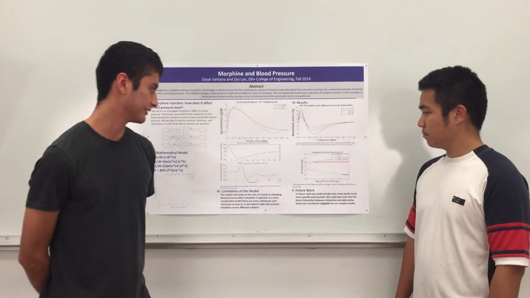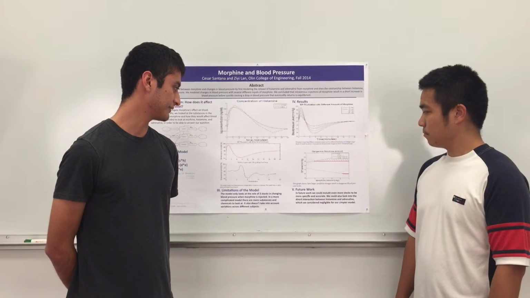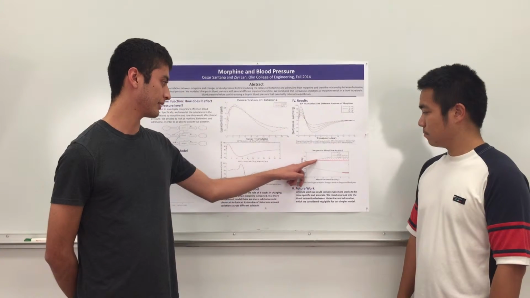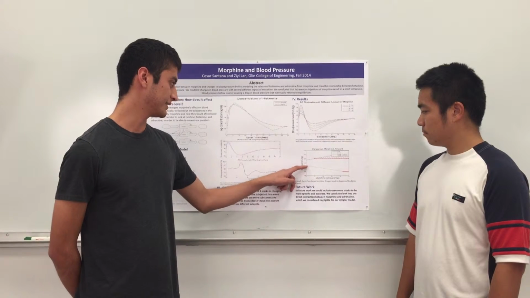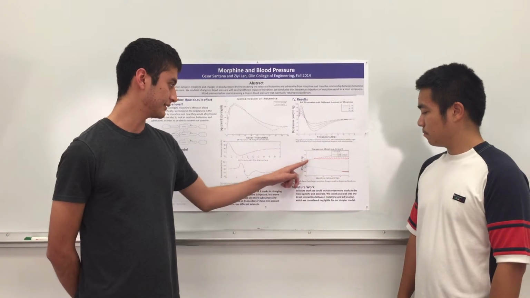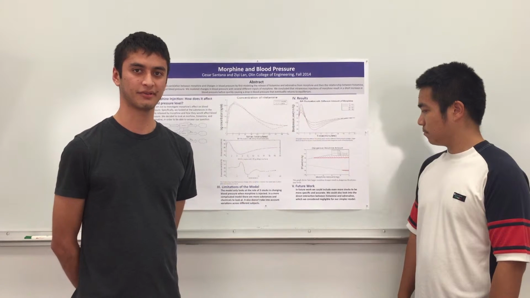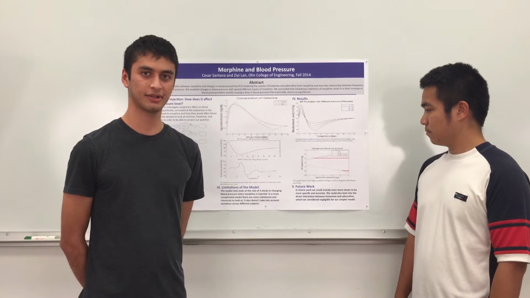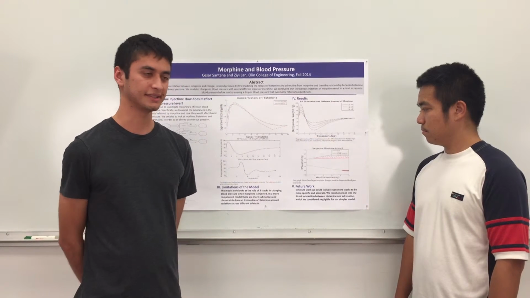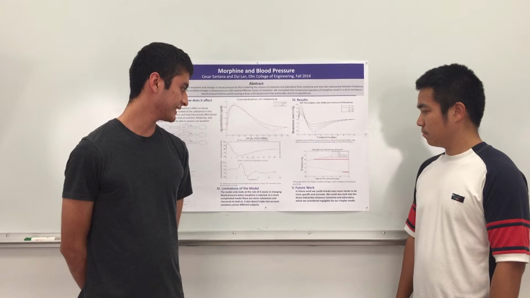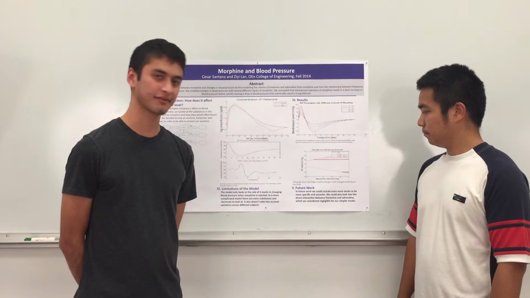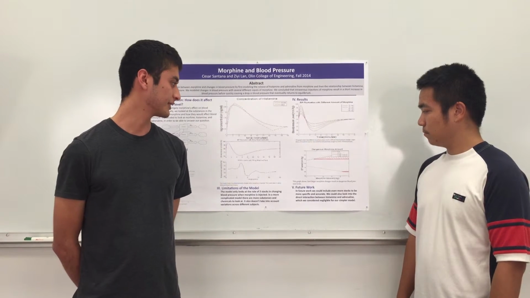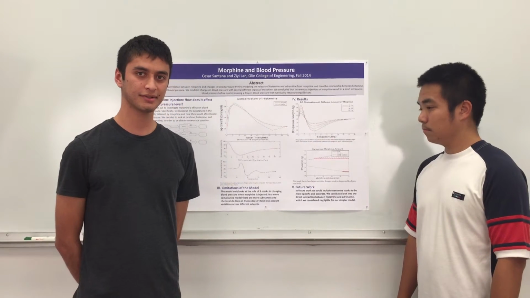Our second graph for results shows morphine amount versus the blood pressure level. So here we see the peak blood pressure, and here we see the trough blood pressure. And as we can see, the higher the amount of morphine, the greater the peak and the lower the trough for blood pressure. We can see that passing the 10 milligram mark for morphine, blood pressure begins to rise a bit above what is considered the healthy range for blood pressure.